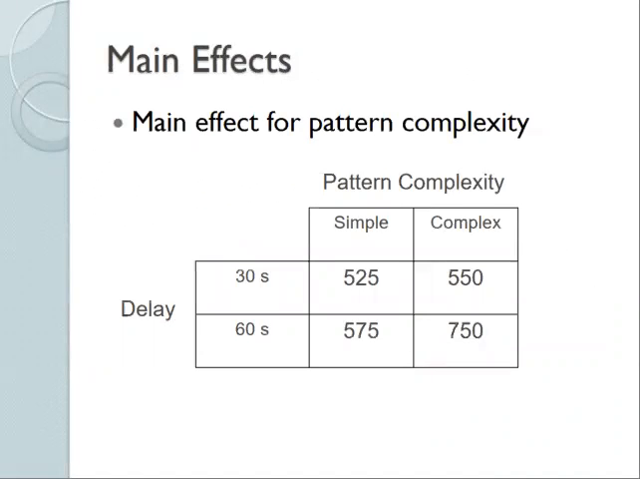Okay, so first thing we want to test for is the main effect of each independent variable. So we're going to start with pattern complexity. Okay, so we want to think about if we want to test the main effect of pattern complexity, which groups am I interested in? So if we're testing pattern complexity, we are looking at the difference between the simple group versus the complex group.